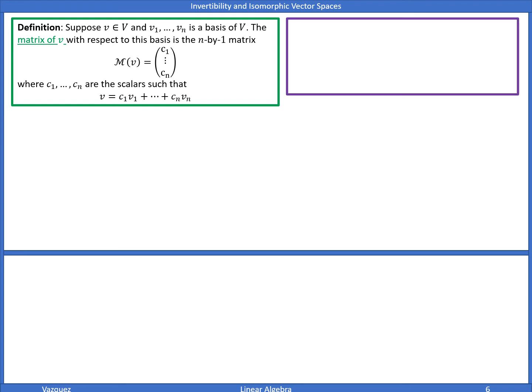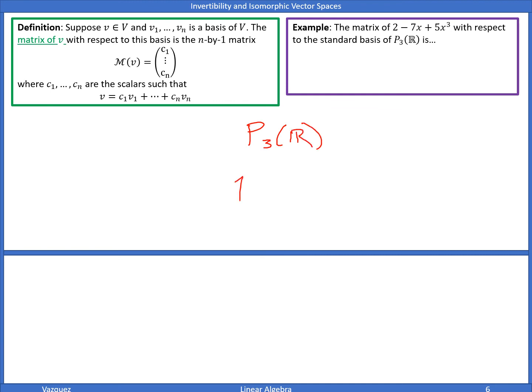So an example: the matrix of 2 minus 7x plus 5x to the third with respect to the standard basis of P3 of R. Remember the standard basis? The standard basis of this is just 1, x, x squared, x to the third. That's a standard basis, right? So the matrix is just 2, right?